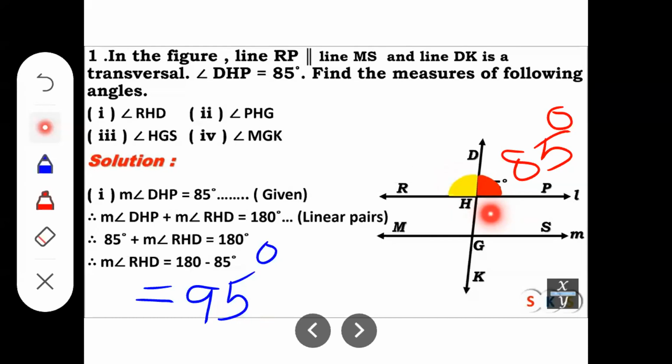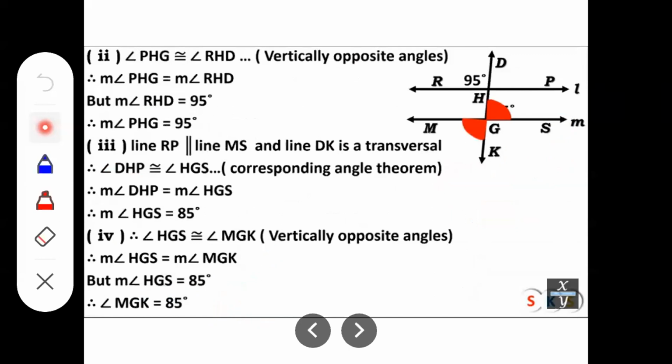So let's write the solution for that. By any way that will be right. Okay, use the property of vertically opposite angles. Yeah, you can also use the property of angles in linear pair. Okay, so that is easy to write by this method.